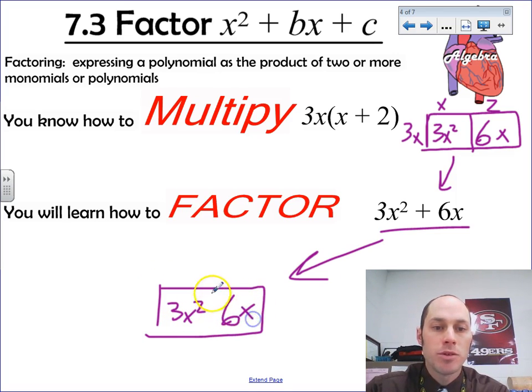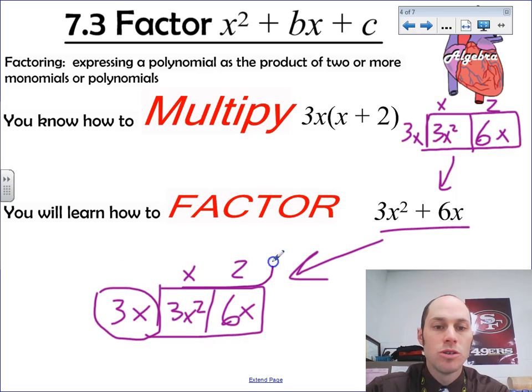So what is in common between these two sections? Well, they both share an x, so I can pull an x out of there. And I can divide them both by 3 and 6. So they're both divisible by 3 and they're divisible by x. So when I divide 3x squared by 3x, I'm left with x. When I divide 6x by 3x, I'm left with positive 2. So when we're factoring it, we're breaking it into these two parts, 3x times x plus 2.